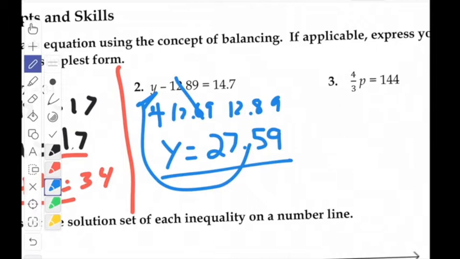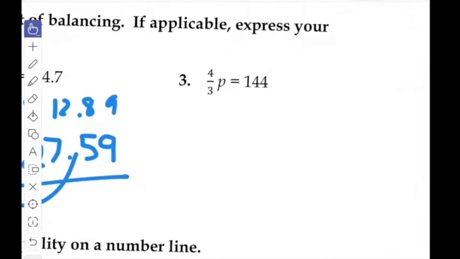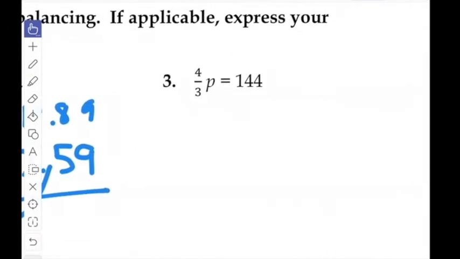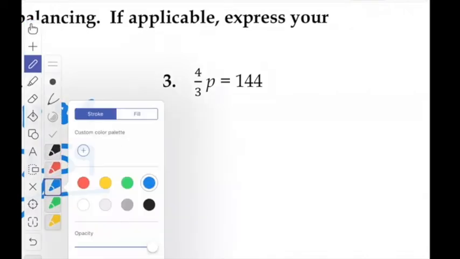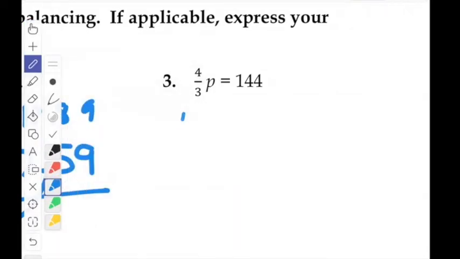Number 3, let me just make it a little bit bigger. We have 4/3 p equals 144. So if you remember in class, we talked about when you have 4/3 p, what you're doing is you are multiplying. So the inverse operation is to divide. However, when you divide a fraction, it's the same thing as multiplying by the reciprocal. So what we said in class is just flip it.